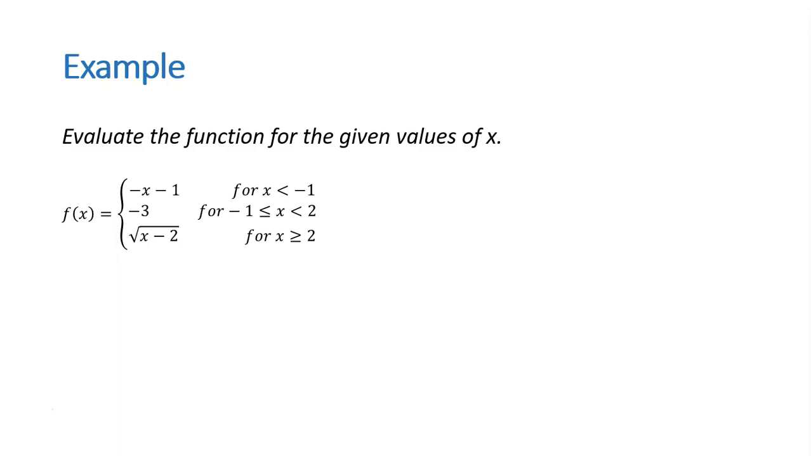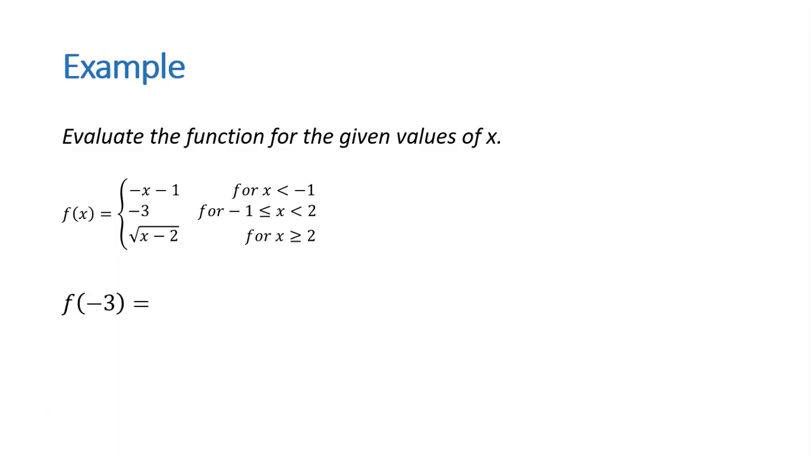The output is always -3. This specifically applies when our input, when our x value, is between -1 and 2, including -1 but not including 2. So any x value that falls in that range, we're going to use the second rule for determining an output. And finally, our third rule applies for any x value greater than or equal to 2. So if we plug in something greater than or equal to 2, we disregard the first and second rule, and we use the third rule.